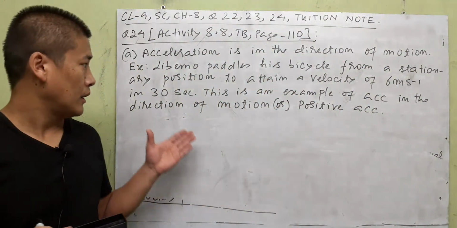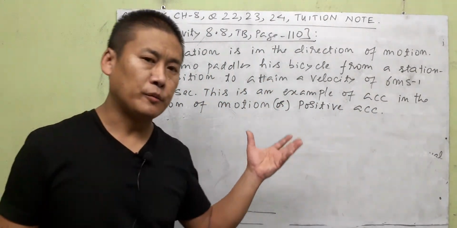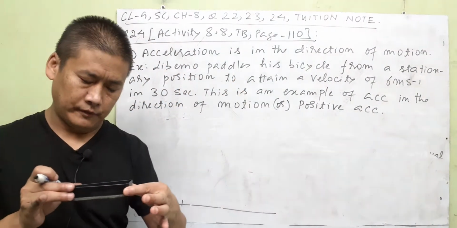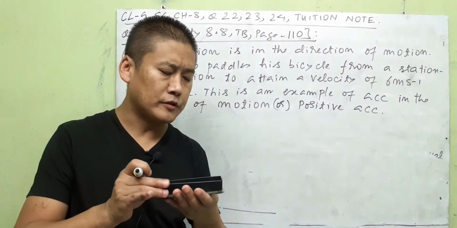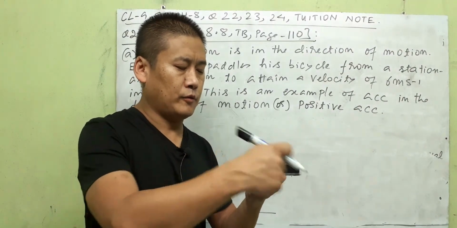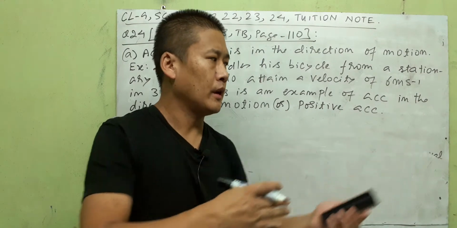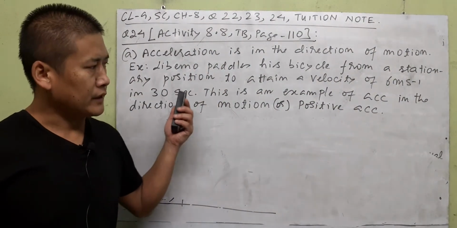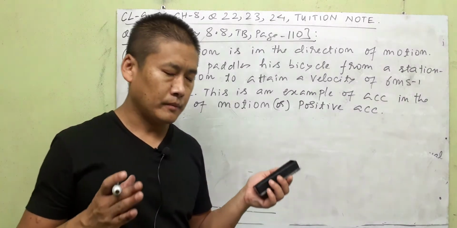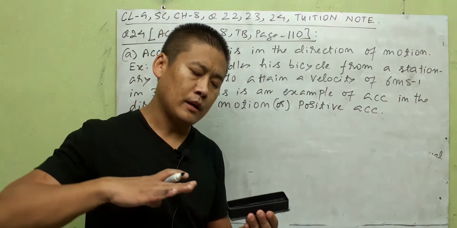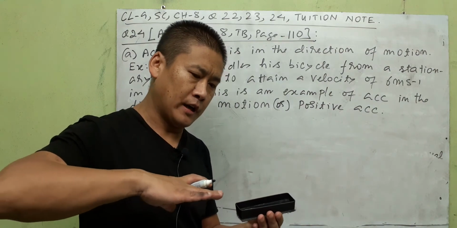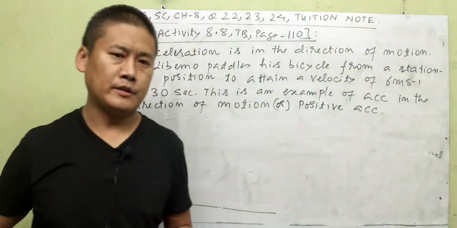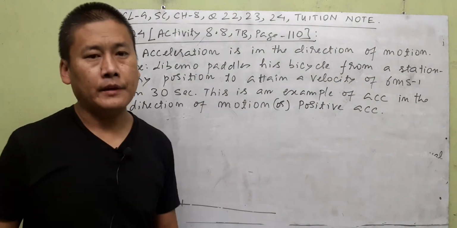So what is acceleration in the direction of motion, or positive acceleration? It is the picture of a car or bicycle like this. Initially it's at rest or even moving slowly, and then you pedal more and the speed increases. Positive acceleration or acceleration in the direction of motion are the same. It is the picture of a car moving out from the garage, increasing its speed slowly and moving at a very high speed. That is called positive acceleration.